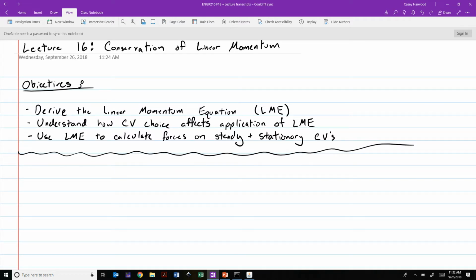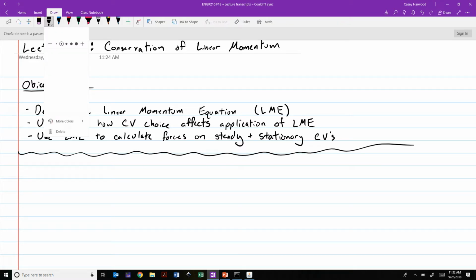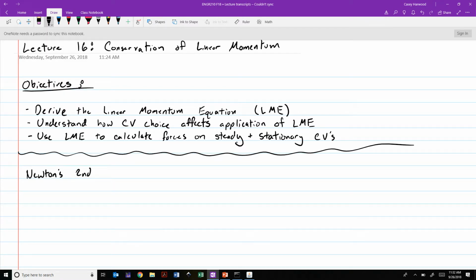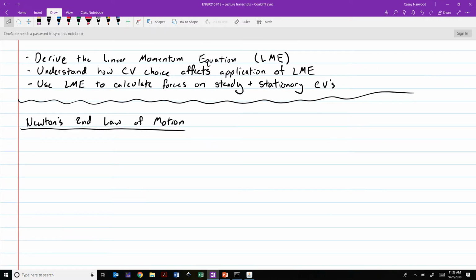So this starts out by recalling the definition of Newton's second law. Now we all suppose that we know and understand Newton's second law of motion, but if I went out on the street and pulled somebody aside and asked, what's Newton's second law of motion? They would probably say force equals mass times acceleration. That's a little bit of an oversimplification.